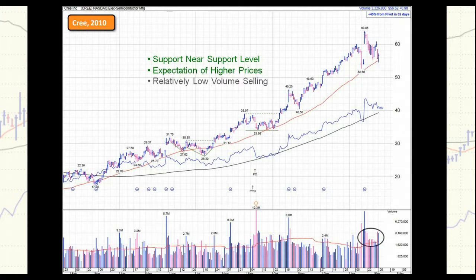And here's the tricky situation with volume. Now we're going to look at relatively low volume selling. In this instance, all of the down days are actually on above average volume. However, if you compare those down days versus the prior weeks of accumulation all the way up, when the stock went from 40 to 60, a 50% move, and the earnings announcement where the volume was up huge, that's actually relatively low volume.